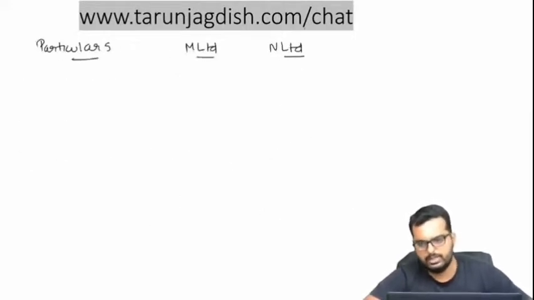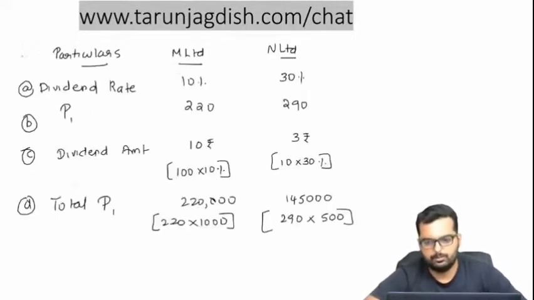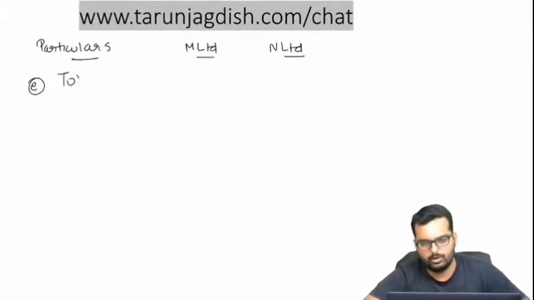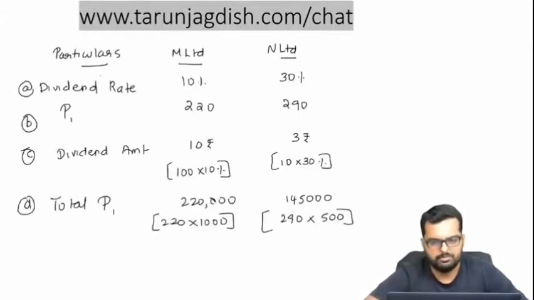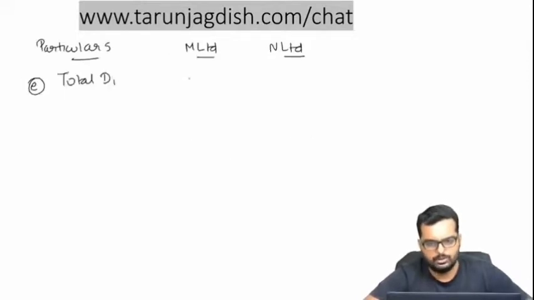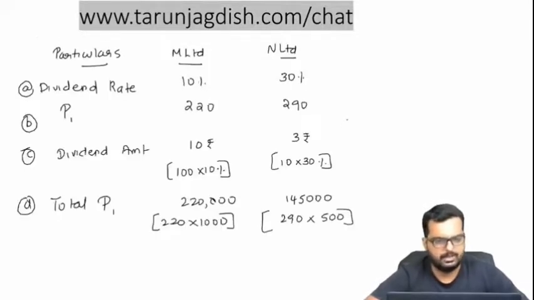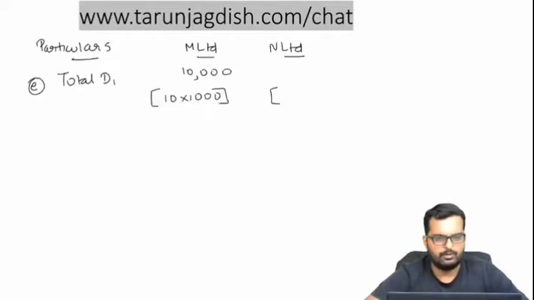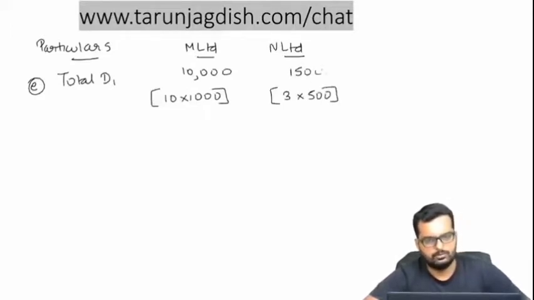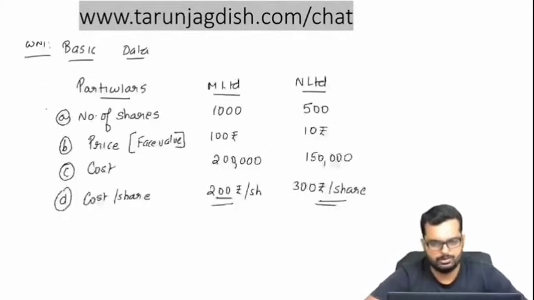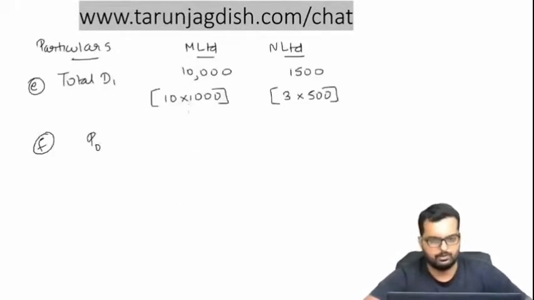Okay, let's continue. After P1, we can find out the total D1 also. Total D1. How much will that turn out to be? 10 into 1000. That will give you the answer as 10,000. And what about N limited? It will be 3 rupees into 500. Will that turn out to be 1,500? So here we have P1, we have D1. I believe we already have P0 in the question. How much is P0? 2 lakh and 1,50,000.